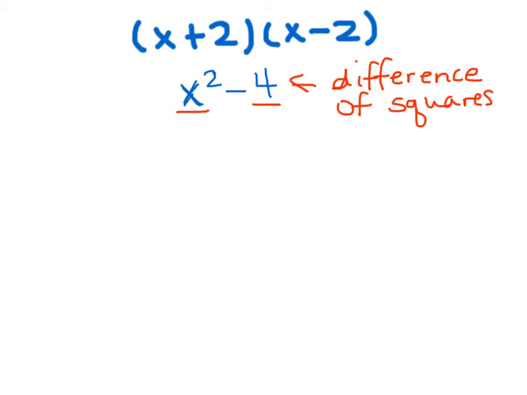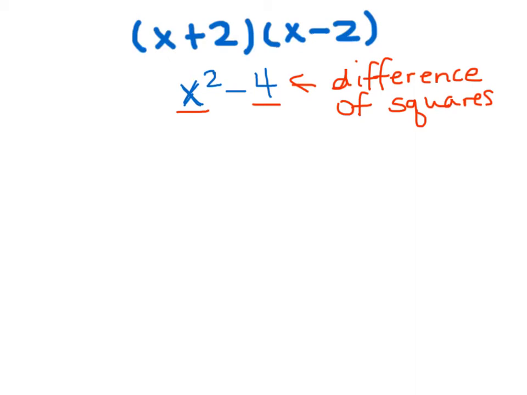Now when we're factoring, we go backwards, don't we, from the trinomial, or in this case a binomial, to the two binomial factors that gave us that. And this is something that you're going to have to learn to recognize. You're going to have to learn to recognize the difference of squares.